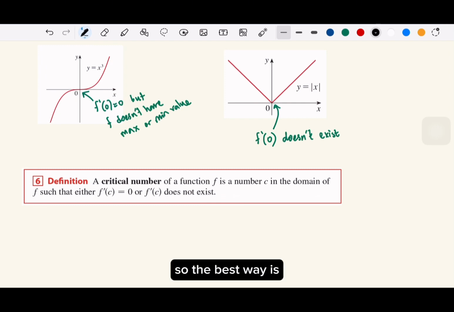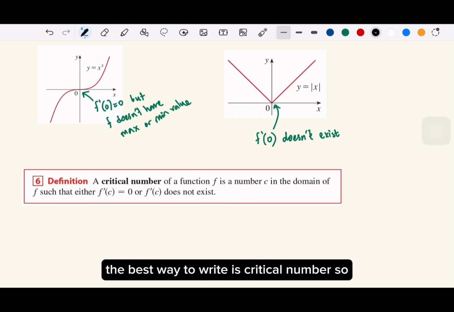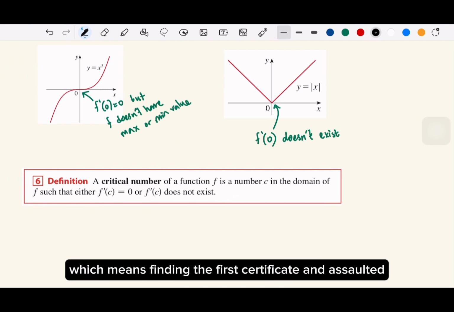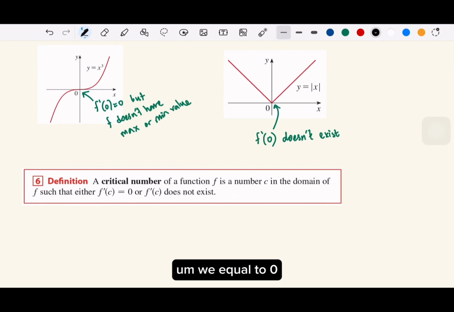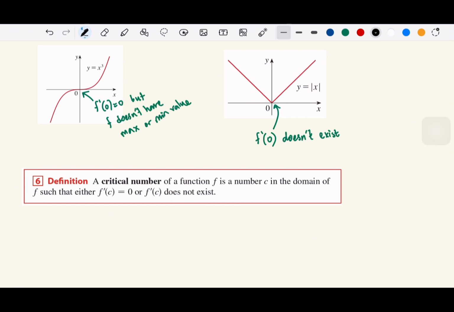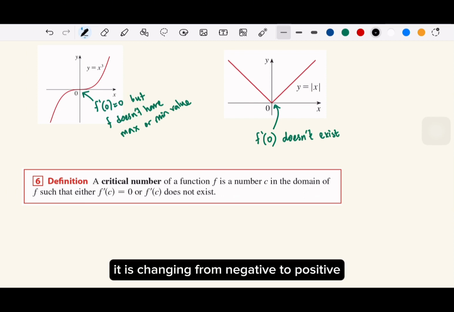So the best way is, if you have a function and you would like to know if it has a maximum or minimum, the best way is to find the critical number, which means finding the first derivative and solving it equal to 0. And then there are several ways. First, plug in the numbers and check positive, negative, check the slope. If we can show that it changes from positive to negative, then it's a maximum. If it changes from negative to positive, it will be a minimum. Let me write that as an example.